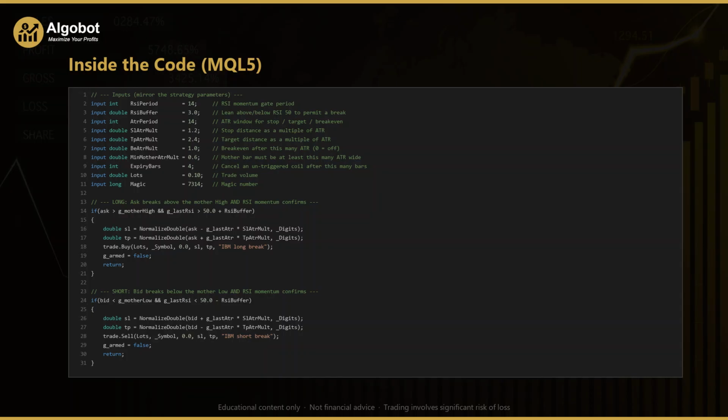Now look at the long block. The condition reads, if the asking price is greater than the stored mother high, and the cached RSI is greater than 50 plus the buffer, then the strategy acts. Inside, it calculates the stop by subtracting the ATR times the stop multiplier from the entry, and the take profit by adding the ATR times the target multiplier. Then it calls trade.buy with the lot size, the symbol, those stop and target prices, and a comment. After that, it disarms the coil.